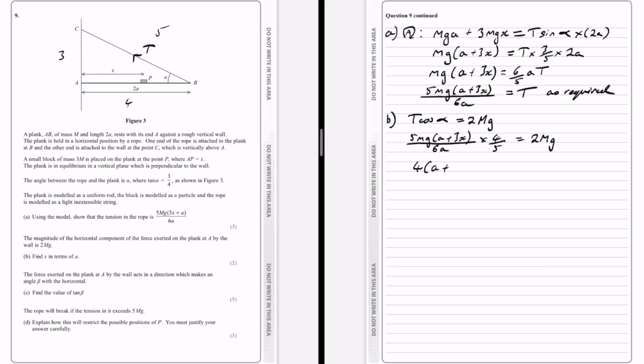Then simplifying that down, we can divide both sides by mg to cancel the mg's, put the 4/5 into the fraction, and we get 4 lots of a plus 3x over 6a. That's going to be equal to the 2 that's left on the right hand side. Bring the 6a over, or we can simplify the 4 over 6a first and bring the 3a over. And we're left with a plus 3x equals 3a. And therefore 3x equals 2a. x will be equal to 2 over 3 lots of a.